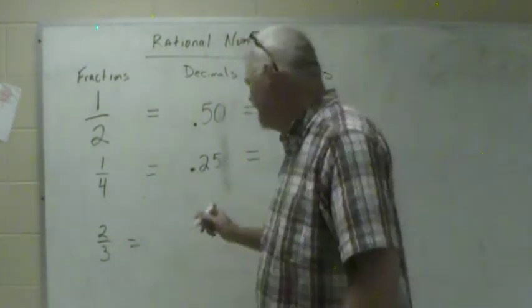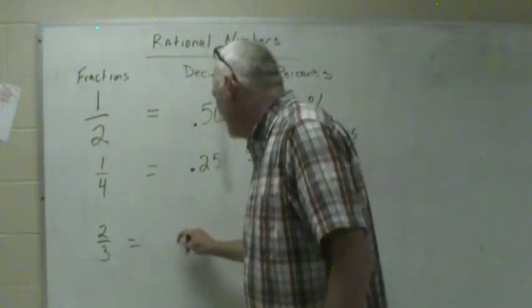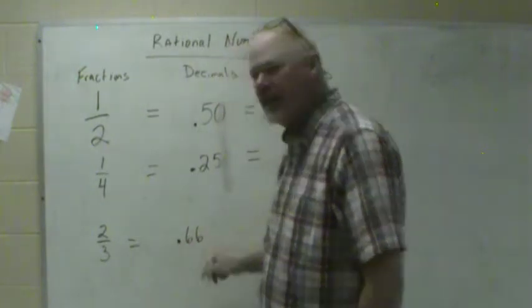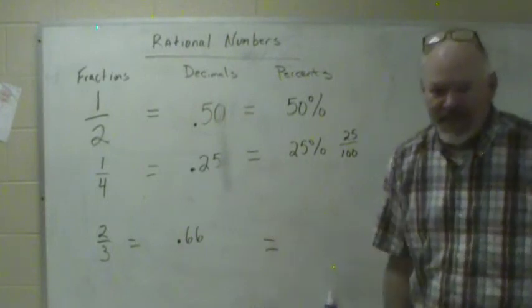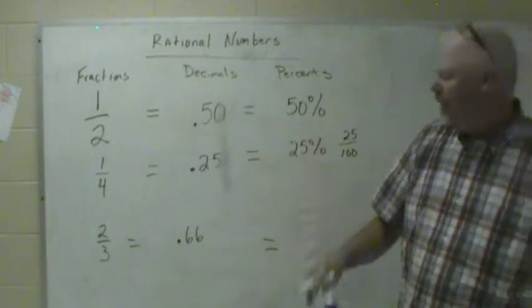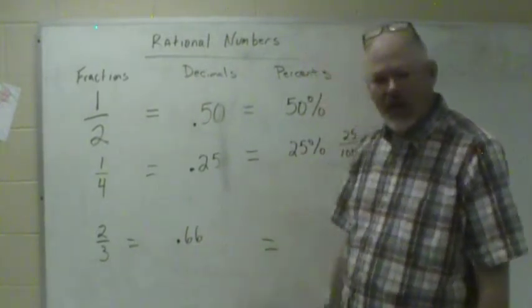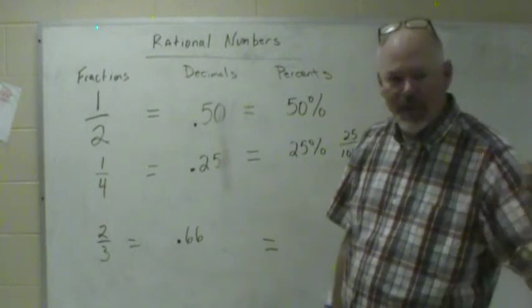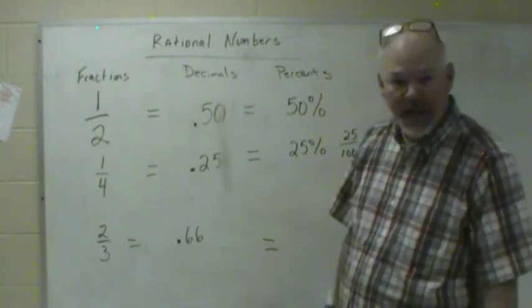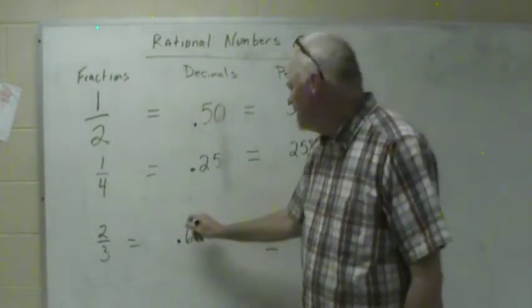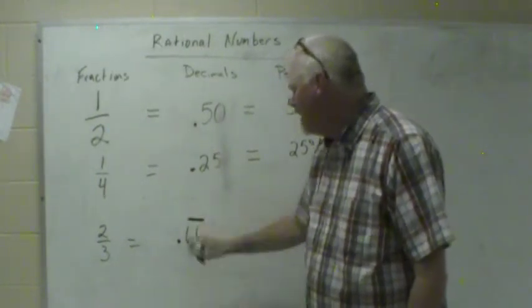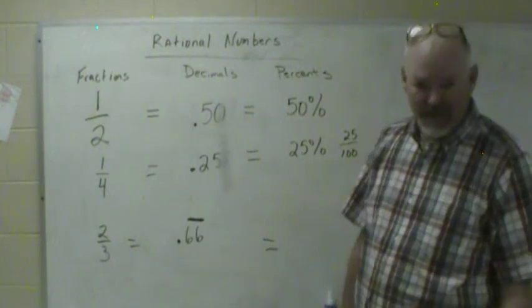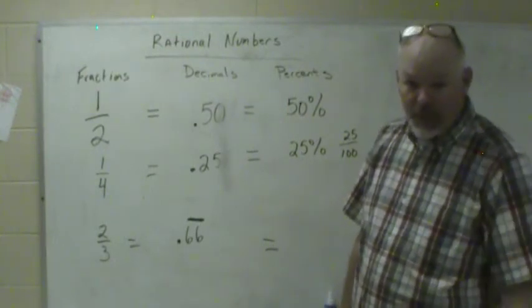All right, I did that. I get 0.66666666666, and then it might go to 7 at the end, but it's rounding up. What's that called when it just keeps going with the same number? It's repeating, right? That's a repeating decimal. So this is 0.66, and we put a bar over that. I'm sure you all have seen that before, to denote that it's repeating, okay?